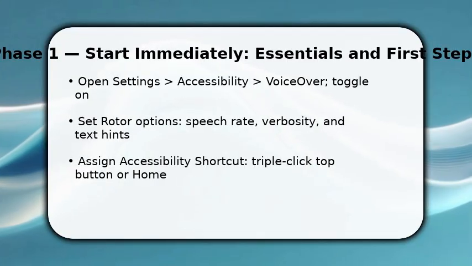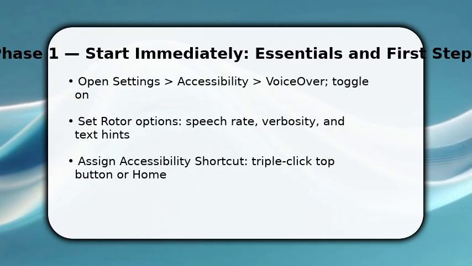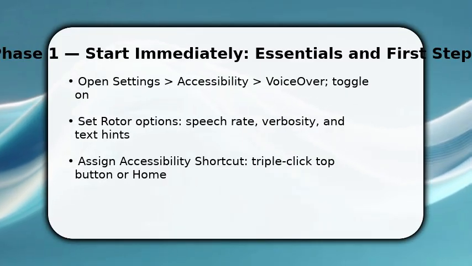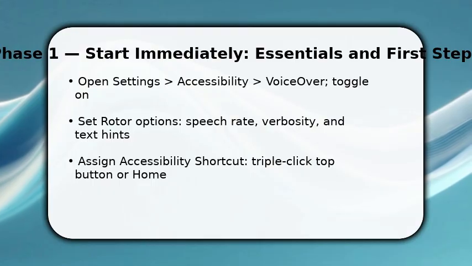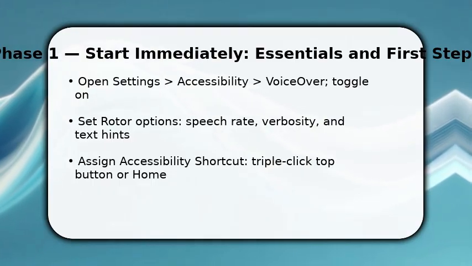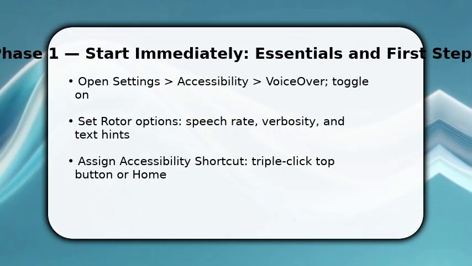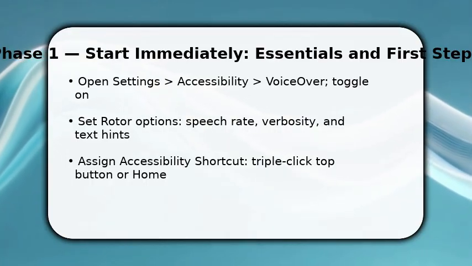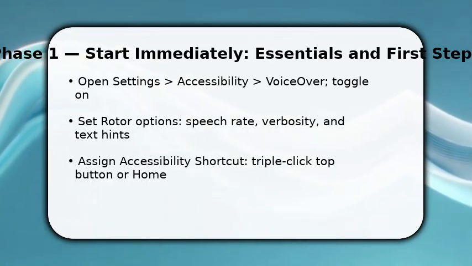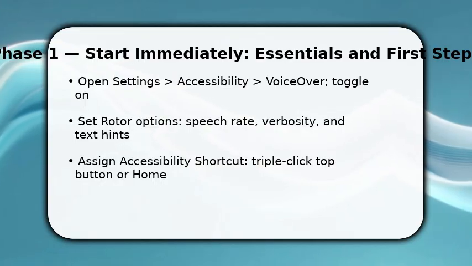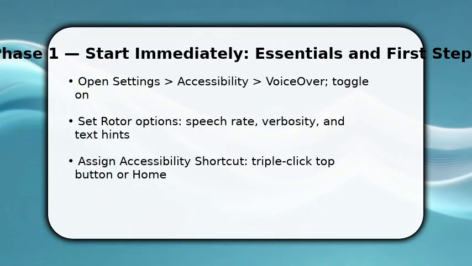You'll start by turning on VoiceOver so you can hear interface elements. Go to Settings, Accessibility, VoiceOver, toggle it on. Next, adjust speech rate and verbosity under VoiceOver settings so the voice matches your pace. Add rotor items like navigation and text selection to speed actions. Finally, assign an accessibility shortcut, triple-click the top or home button for instant access.